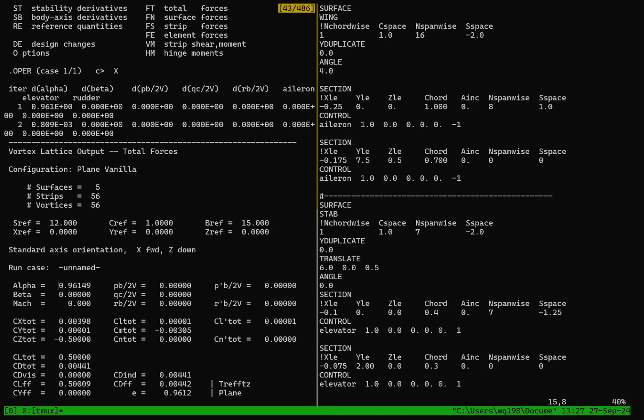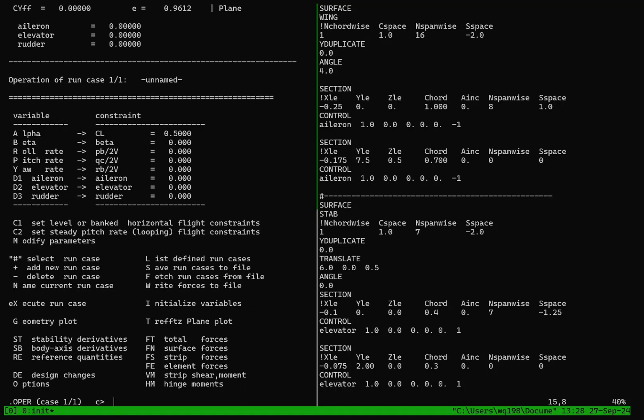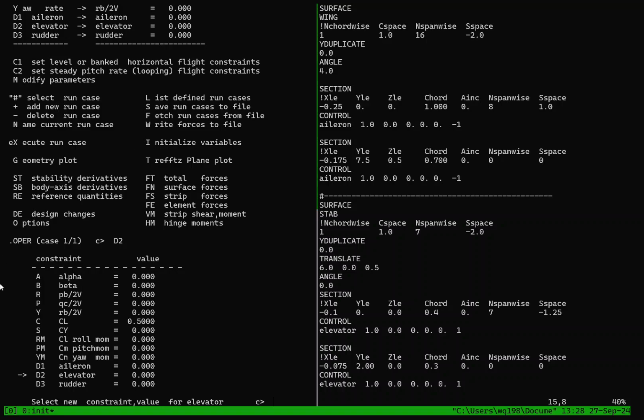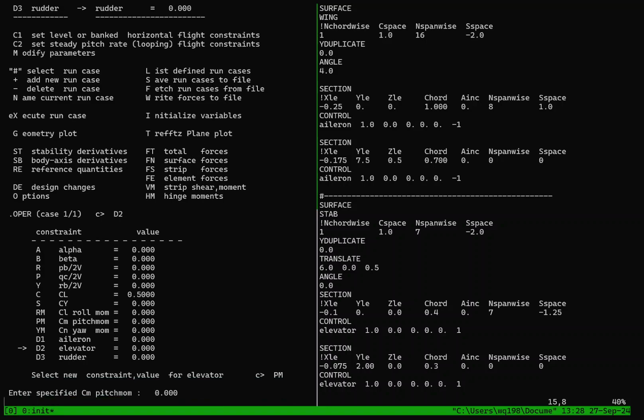Okay? Now, what we want to do in addition is to set the elevator. So D2 sets the elevator. Right now, it has a pointer saying we are setting the elevator angle by the elevator angle, which is basically fixing the elevator angle to 0 degrees. But we can set it to something different. We can set it to pitching moment. So Pn would be set into pitching moment.